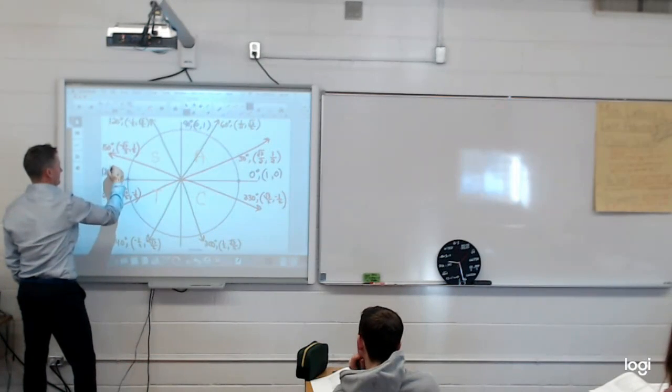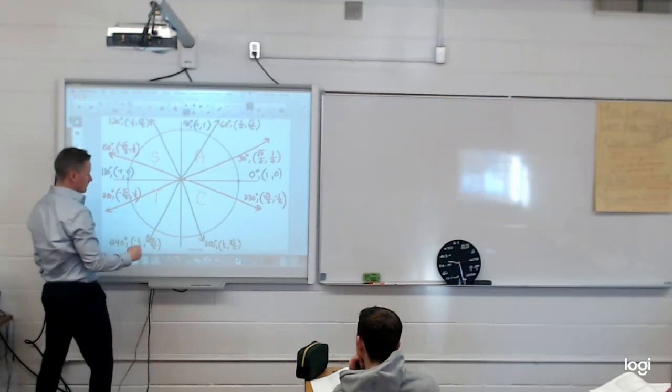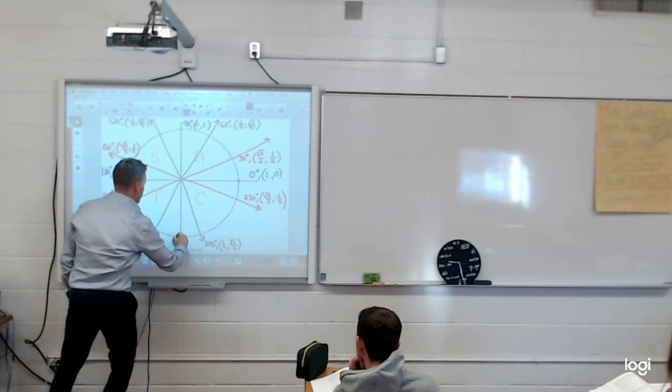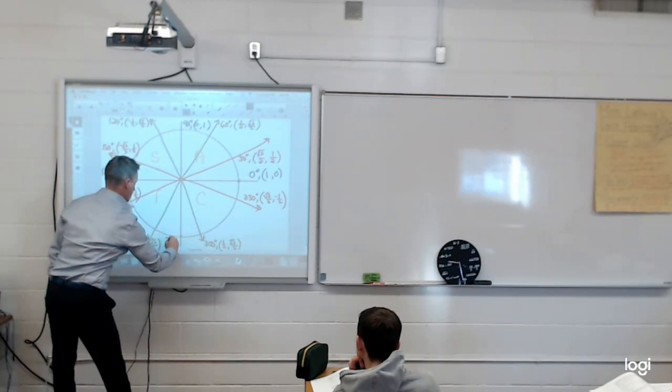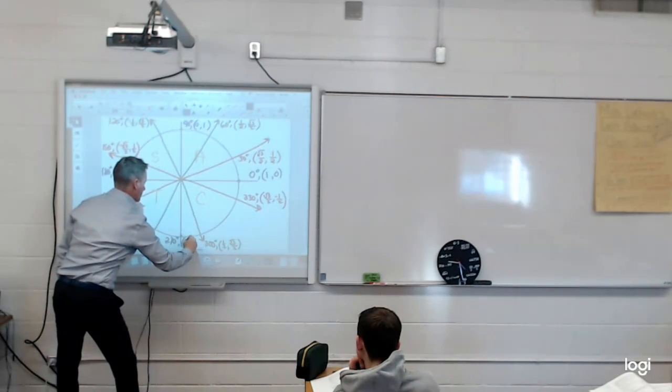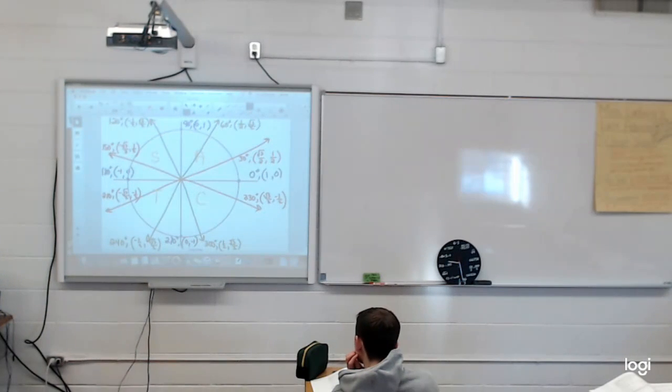180 degrees? Minus 1 and 0. And down here, 270 degrees. 0, negative 1. Okay? Now if you punch into your calculator right now the sine of 270 degrees, what do you get? Negative 1. That's right. What about the cos of 180 degrees?